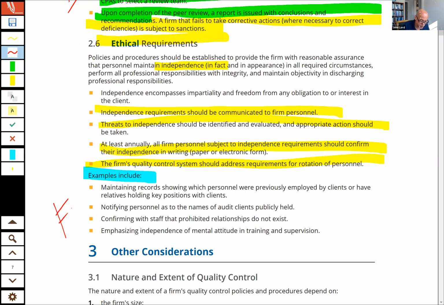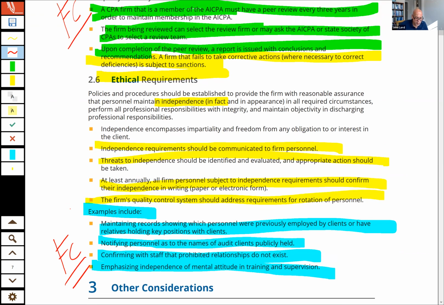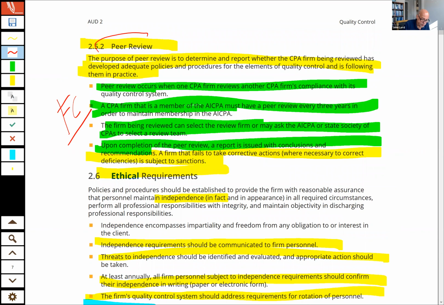Again, taking the approach of flashcarding the activity to achieve those objectives: maintaining records showing which of our employees formerly worked for clients, notifying personnel as to the names of audit clients held publicly, so that if you do hold some stock, you can immediately talk to the staffing manager and say, hey, I can't be assigned to that assignment, confirming with staff that prohibited relationships do not exist, and emphasizing independence. Okay, so we're taking the approach here, guys, of flashcarding the activities. I think that's going to be the best bet.